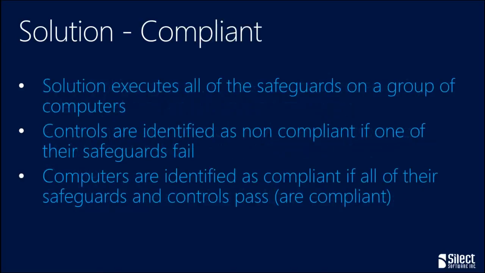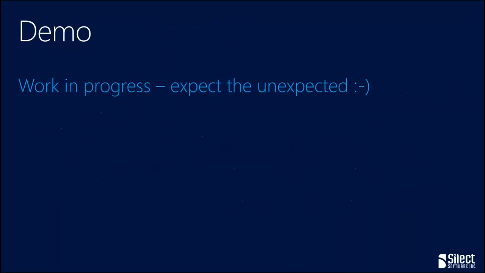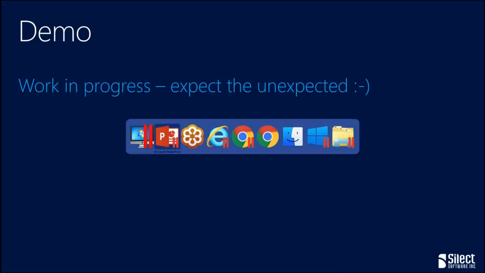So the solution executes all of the safeguards on a group of computers. Controls are identified as non-compliant if one of their safeguards fail. Computers are identified as compliant if all their safeguards and controls pass and are compliant. That's pretty rare in our test environment right now. We have some pretty interesting setup there, but most of what you're going to see today is going to fail, and that'll show you some pretty interesting results. So, work in progress. Let's just see what we've got to show you here.